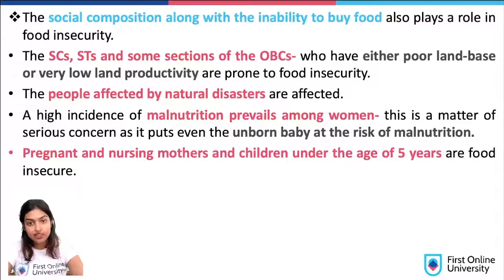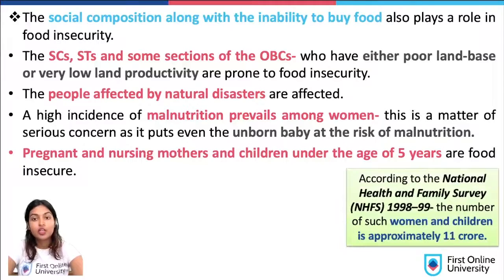Pregnant and nursing mothers and children under the age of 5 years, when belonging to the poorer class, that is, those who belong to below the poverty line, are also food insecure. According to the National Family Health Survey 1998 to 1999, the number of such women and children is approximately 11 crore. So, this is a massive amount, and hence this issue needs to be addressed at the national level.